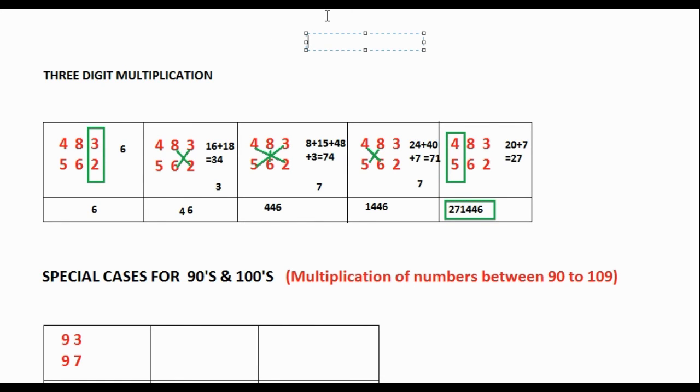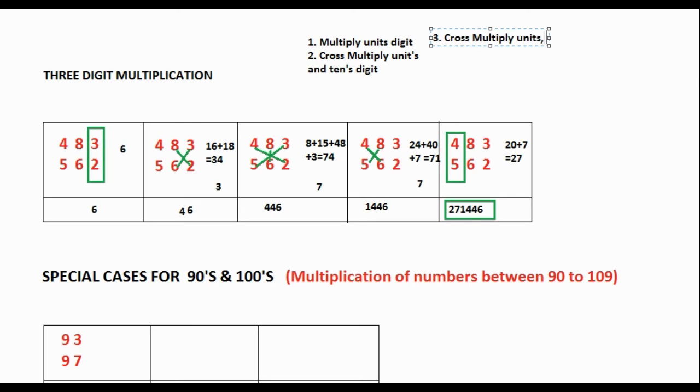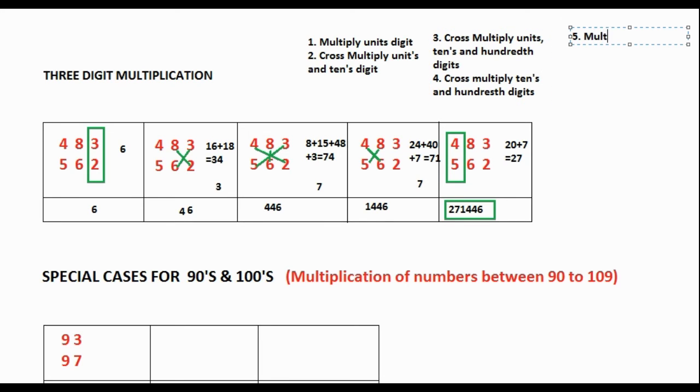Let me write the steps over here. First step, multiply numbers in the units digit. Second step, cross multiply numbers in the units digit and in the tens digit. In the third step, we are going to cross multiply numbers in the units, tens, and in the 100th digits. In the fourth step, we are going to multiply numbers in the units digit and in the 100th digit. In the final step, we are going to multiply numbers in the 100th digit.